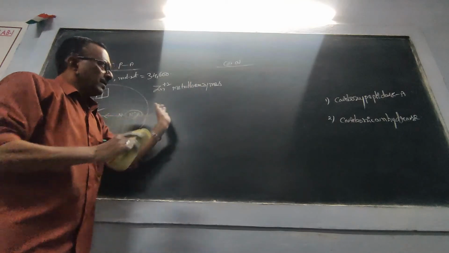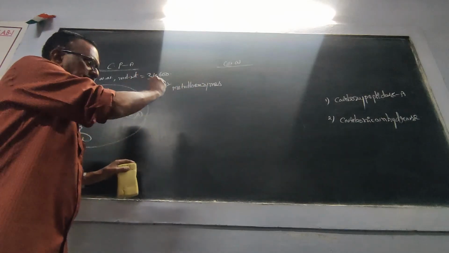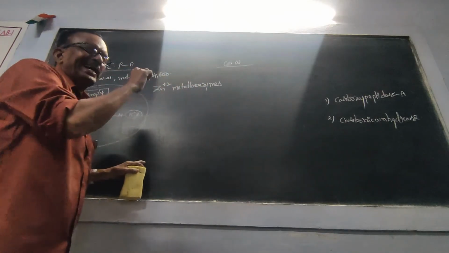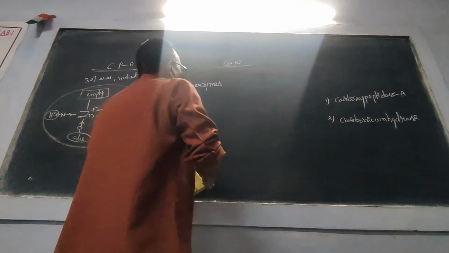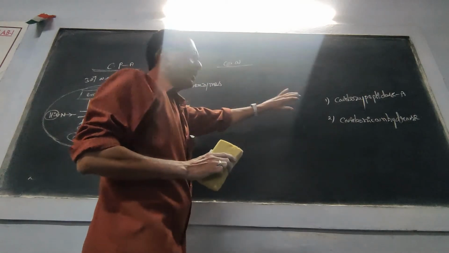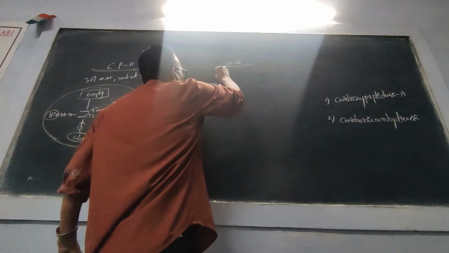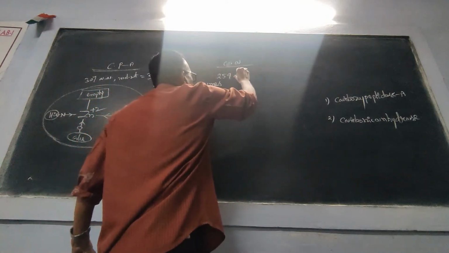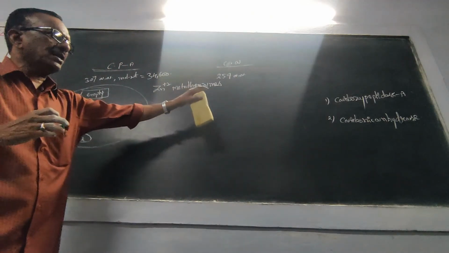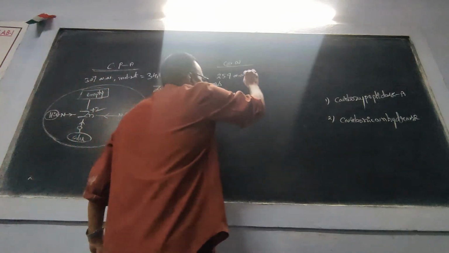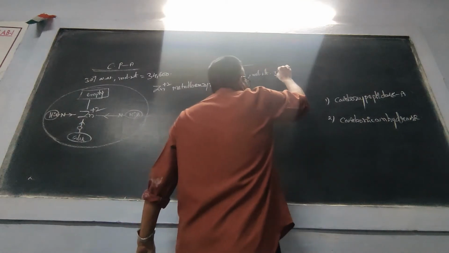Now I will write comparatively. We can easily remember. That's why first I will give information regarding carbonic anhydrase, then we will learn the functions of these two enzymes. So here carbonic anhydrase is also a zinc metalloenzyme, and it has 259 amino acids. So 259 amino acids are present in this carbonic anhydrase, and its molecular weight is found to be 30,000.